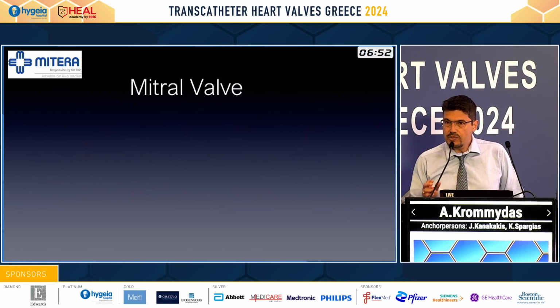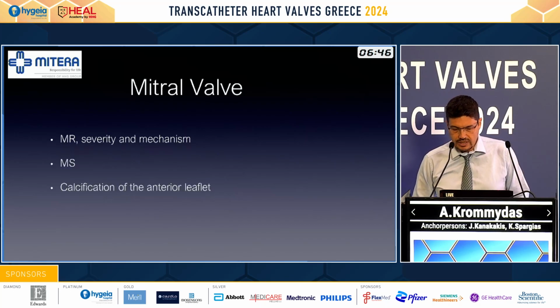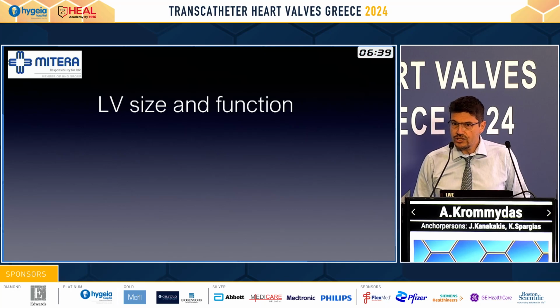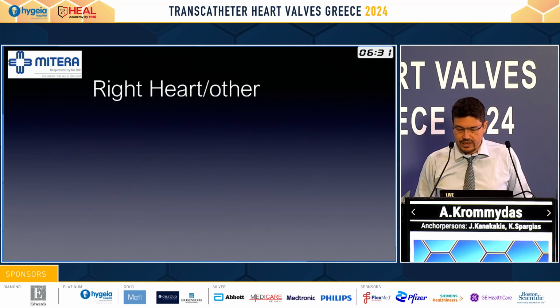Of course, we look at the mitral valve. Is there any mitral regurgitation? What's the severity? What's the mechanism? Is there any mitral stenosis? Is there any calcification of the anterior leaflet? We look at the left ventricle, the size, the function. Are there any wall motion abnormalities? What's the ejection fraction? Any thrombus? Again, the stroke volume and the cardiac output.